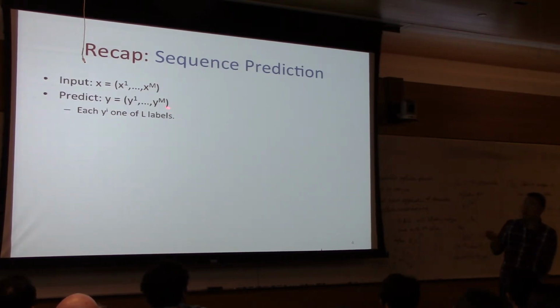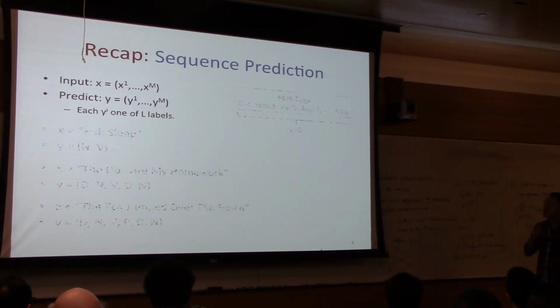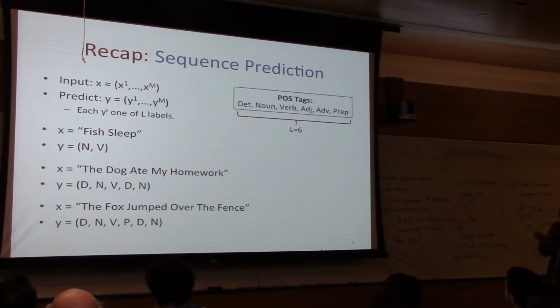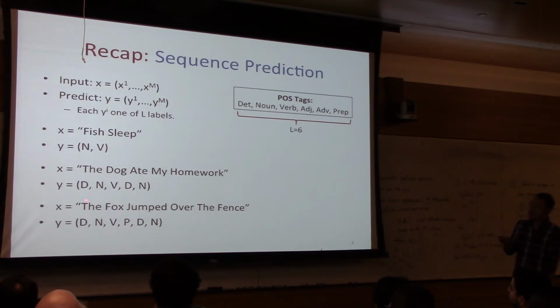So a sequence of tokens, you can think of this as words, with inputs as words and the outputs as part of speech tags, like in the previous week. Just as an example, suppose we had 6 part of speech tags. For the input sequence "fish sleep," the label is noun verb. For the input sequence "dog and homework," the output is determiner noun verb determiner noun. If the input was "the fox jumped over the fence," the output sequence would be determiner, noun, verb, preposition, determiner, noun. So this is the sequence prediction problem.